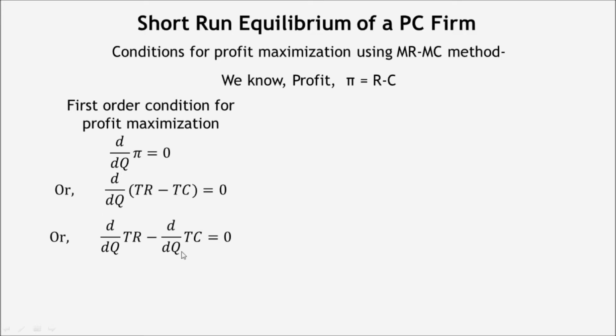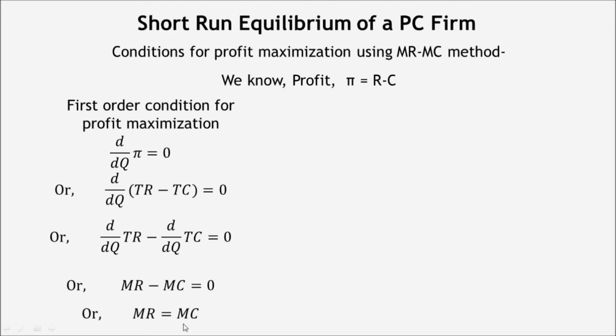Again, we know that by differentiating a total function we arrive at the marginal function. Thus, differentiating total revenue with respect to Q we get marginal revenue. Similarly, differentiation of total cost with respect to Q yields marginal cost. Thus, marginal revenue minus marginal cost equals 0, which can more formally be presented as marginal revenue equals marginal cost. It is the necessary condition for profit maximization under the marginal revenue and marginal cost method.